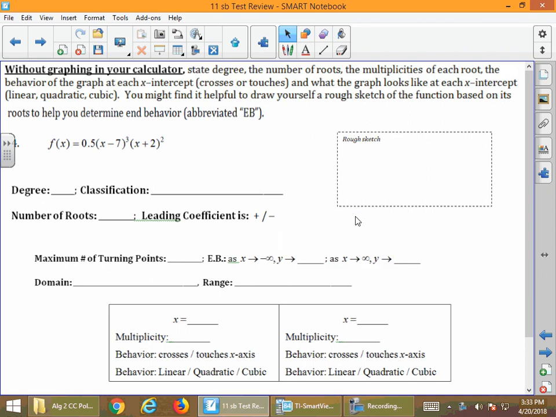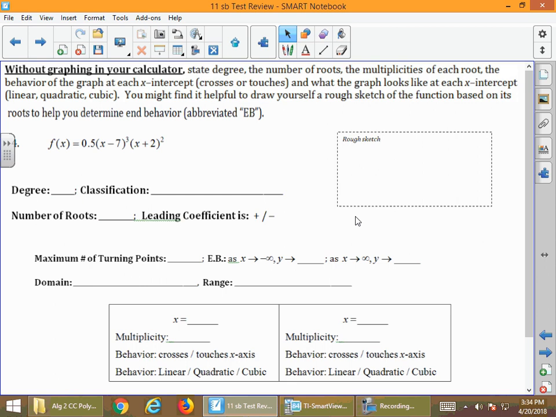This is a video of the graphing polynomials unit test review, and this is going to be questions 4, 5, 6, and 7. Starting here on problem number 4, without graphing in our calculator, we're going to state the degree, the number of roots, the multiplicities of each root, the behavior of the graph at each x-intercept, whether it crosses or touches, and what the graph looks like at each x-intercept, whether it's linear, whether it's quadratic, whether it's cubic.